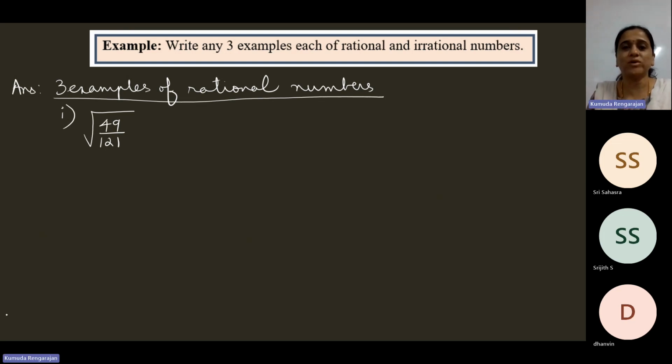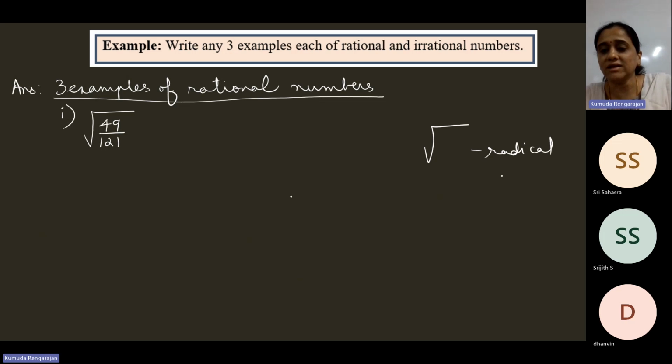Very good. So what's the answer? When you simplify, what do you get? 7 by 11. Square root of 49 by 121. Just because of this sign, which is called the radical sign. Radical sign. Okay. It's a new term.